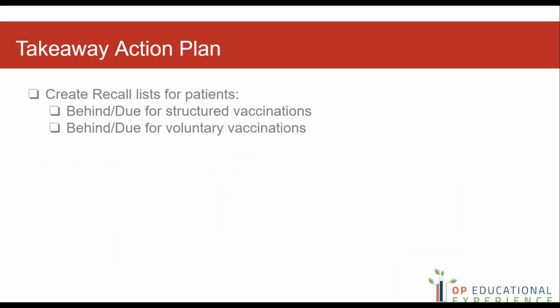A takeaway action plan for your practice to consider. Create recall lists for patients that are behind or due for structured vaccinations. Those are going to more often be patients that have deferred a shot from a well visit, or any patients that are behind or due for voluntary vaccinations like flu shots.